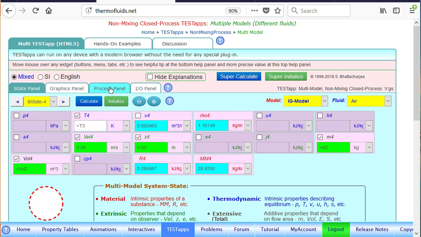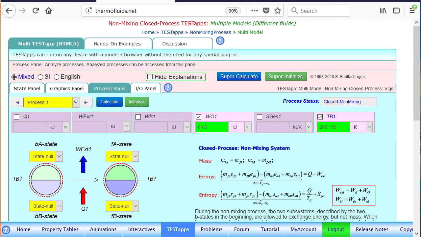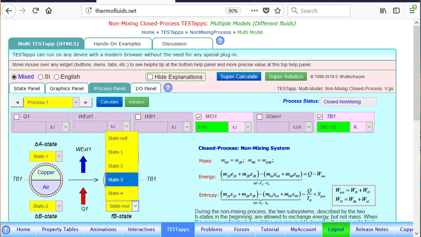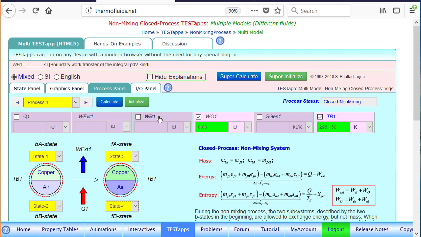So you go to the process panel and try to take advantage, set up the process, and we will take advantage of the energy equation and mass equation to get to the answer. State 1 and 2 are our beginning states. 1 is copper, 2 is air, and 3 and 4 are copper and air. So this is correctly loaded. And also we know there is no boundary work because there is no change in volume of the entire system and there is no heat transfer. So if we do that, it's very difficult to figure out the answer.